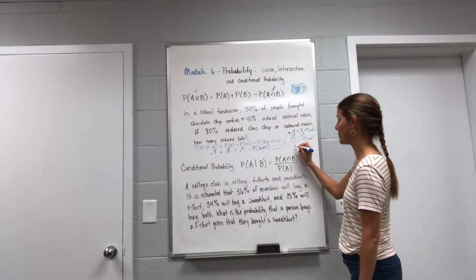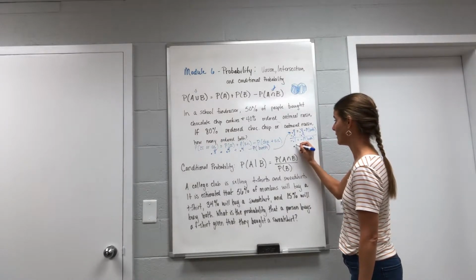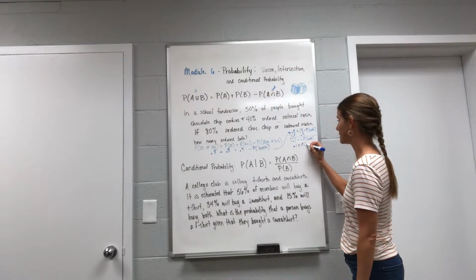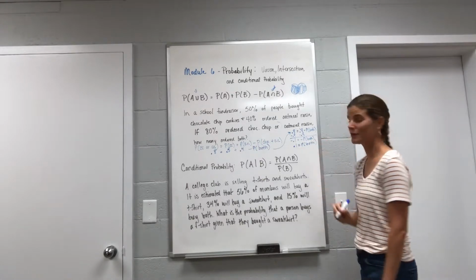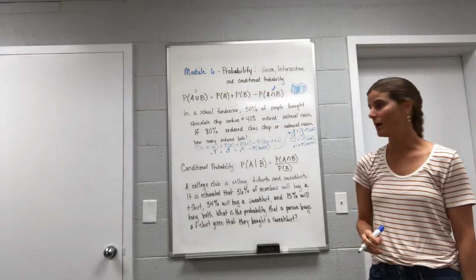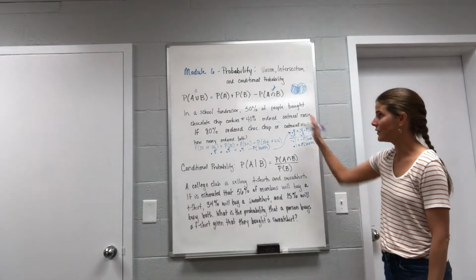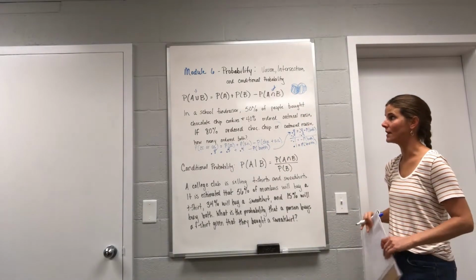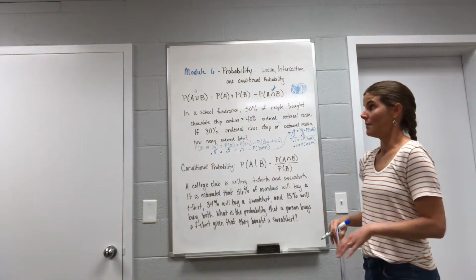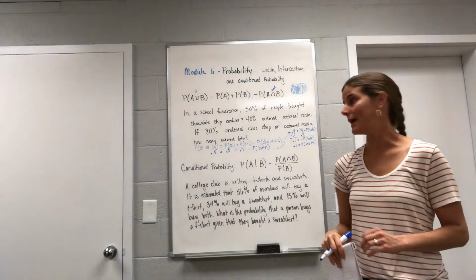So we're just going to divide both by negative 1 there, and we'll get 0.1 equals the probability that it's both. So that means 10% ordered both, and that's it. So if you're given a situation like this, you can just plug into that probability of a union formula and go from there.